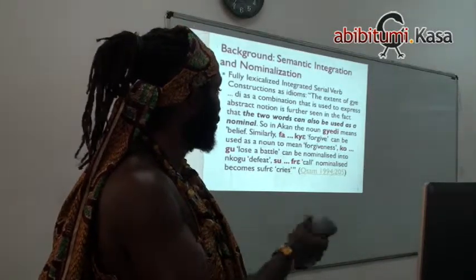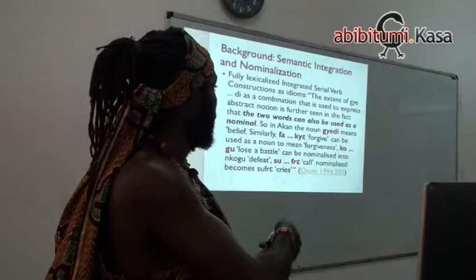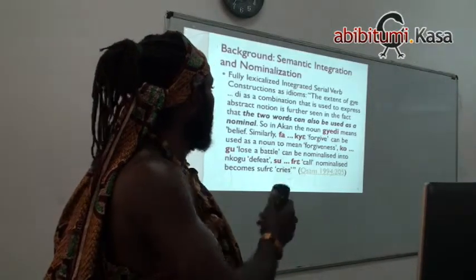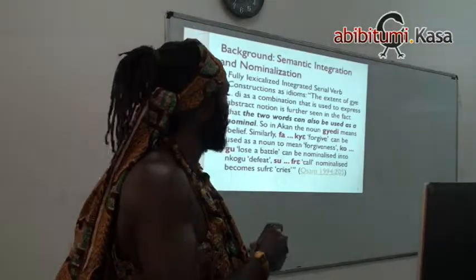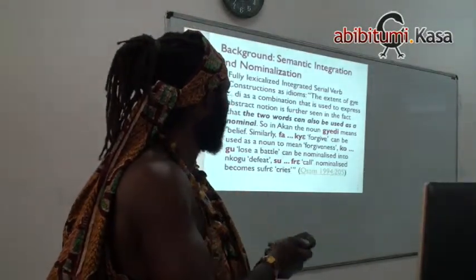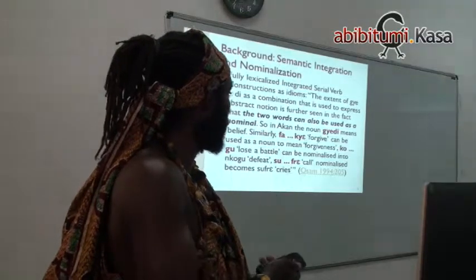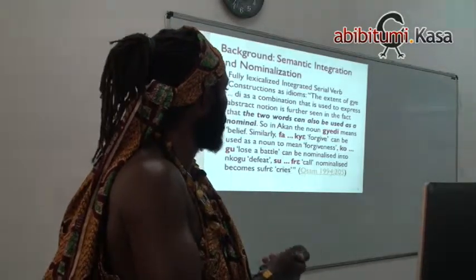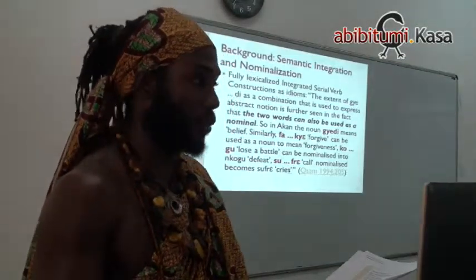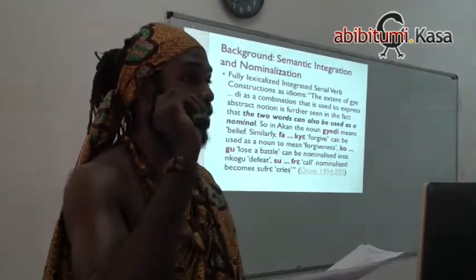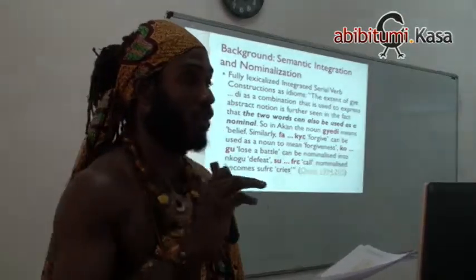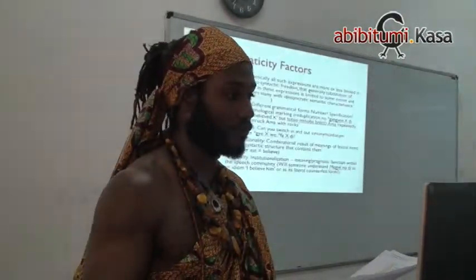Similarly, fa, to take, and then chet, to distribute, can translate to forgive, or is glossed as forgive, and can be used as a noun to mean forgiveness. Also, kumbu, to lose a battle, can be nominalized, and then sufre, call, becomes sufre, cries or supplications. So this is something that we see: those that are fully lexicalized have a pattern of being able to be made into nouns.